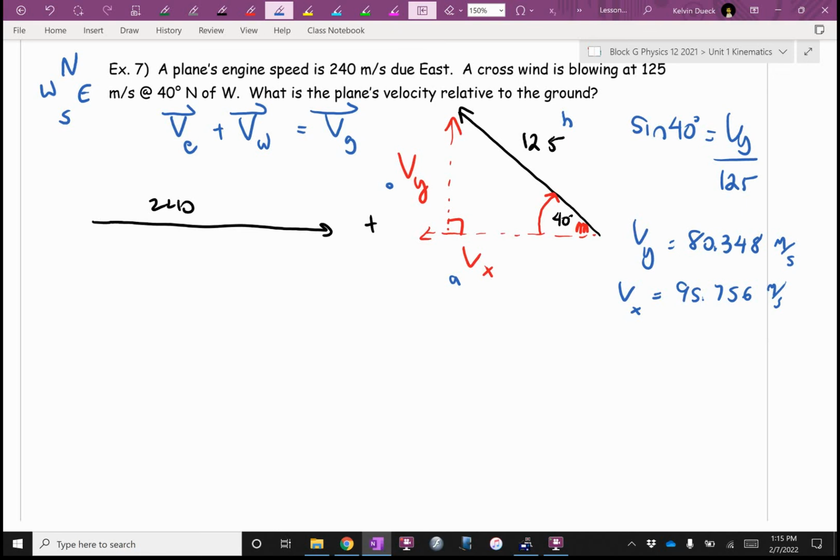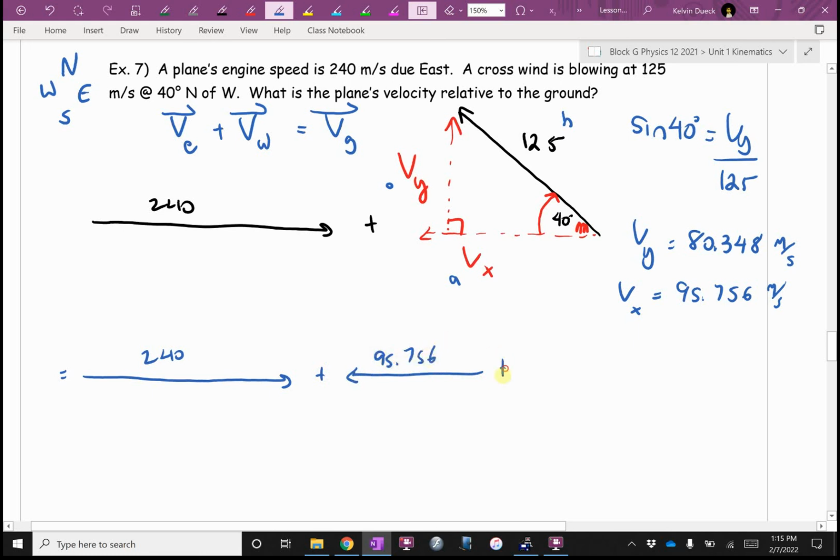So here's what I now have. I have 240 this way. I have 95.756 this way. And I have pointing up 80.348. Now in this picture, the scale is garbage. I haven't tried doing things to scale, but I just wanted to get the directions correct.